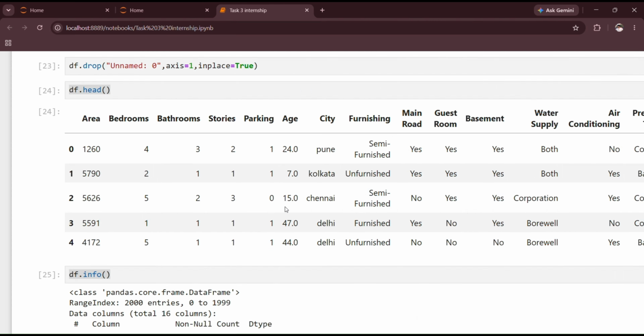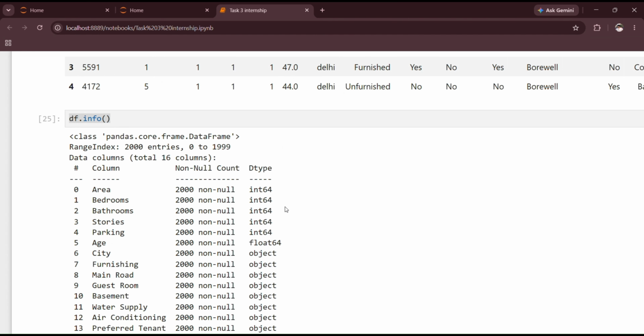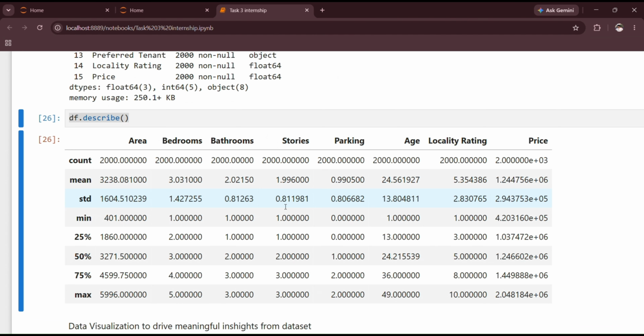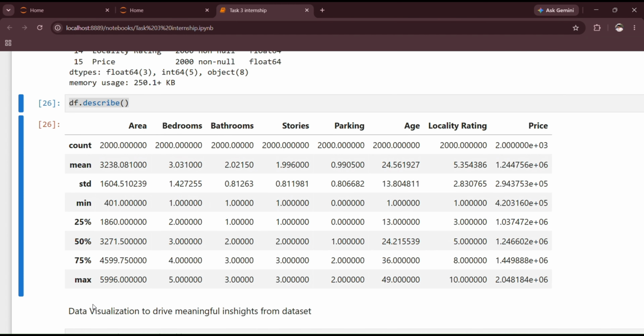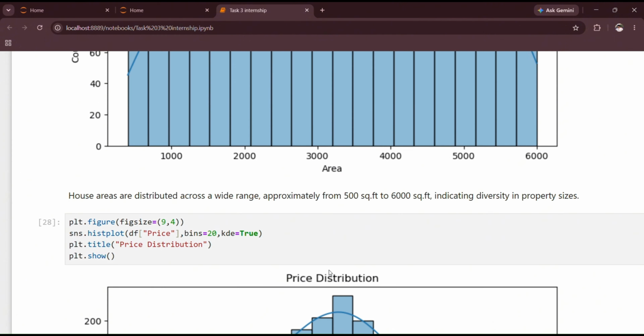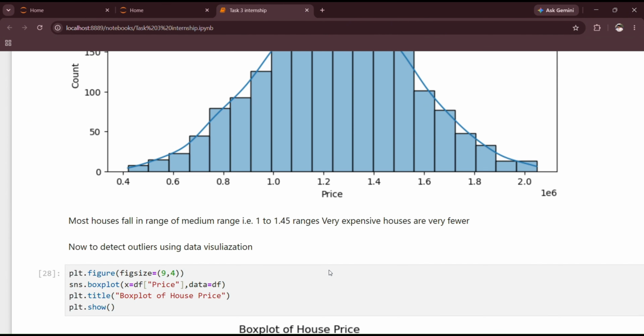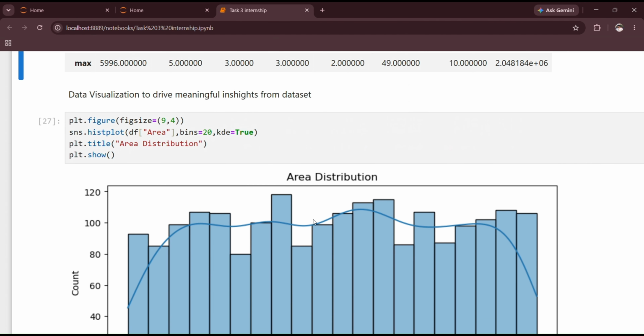Now, we have understood the structure and the quality of our dataset. We are ready for the most exciting part of exploratory data analysis, that is, creating visualizations to discover patterns, trends, relationships, and the outliers hidden inside the data.